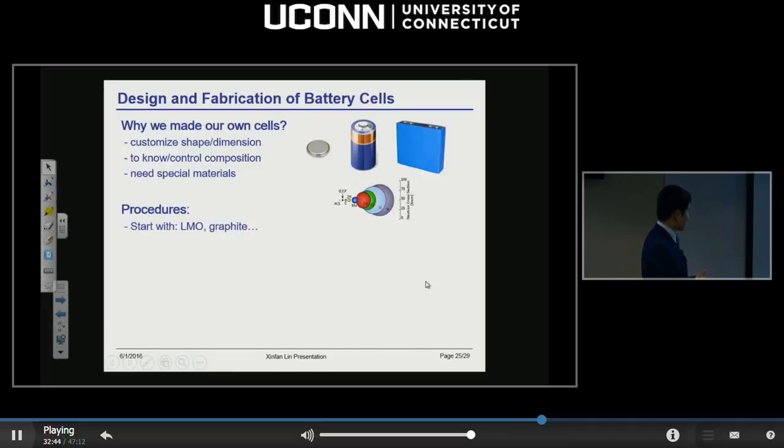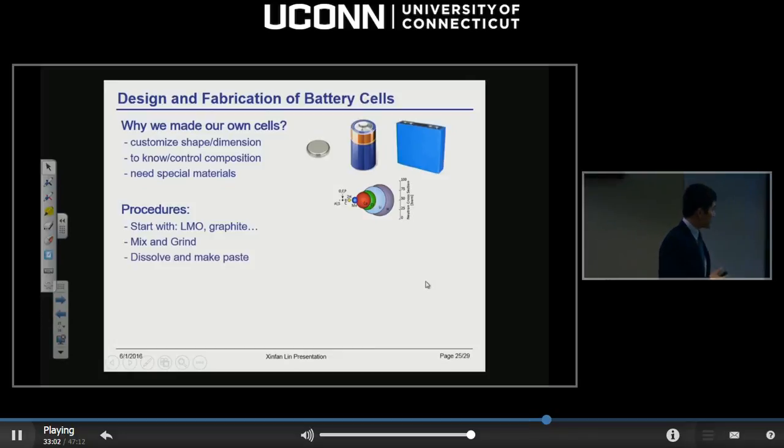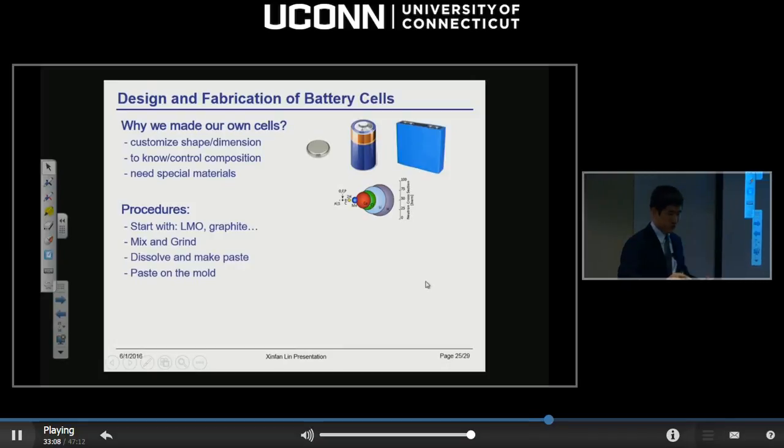I start from scratch, from powders I can buy from commercial vendors. These are the powders for the active materials for both the positive and the negative electrode, for example the LMO powder and the graphite powder. Then I mix and grind them, dissolve them with solvent to make a paste, and paste them on the mold, which is designed to fit the dimension and shape of the electrode we want. Then I bake and dry it, so basically like cooking. And finally, I assemble everything inside the glove box.